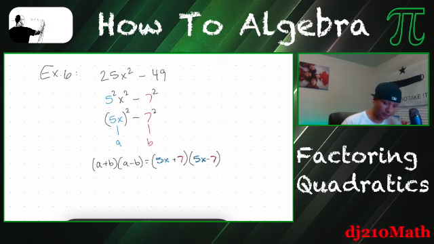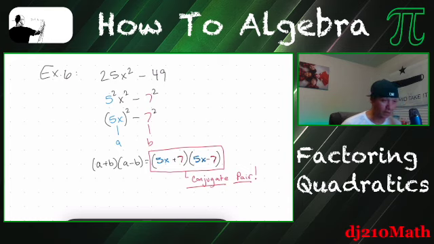And there it is. So notice how the a and the b are separated by a plus and a minus. We call this a conjugate pair. This word is going to come up a lot in the next couple of lessons once we get to complex numbers, but this is the first time we see this particular idea. So it's in a difference of squares.